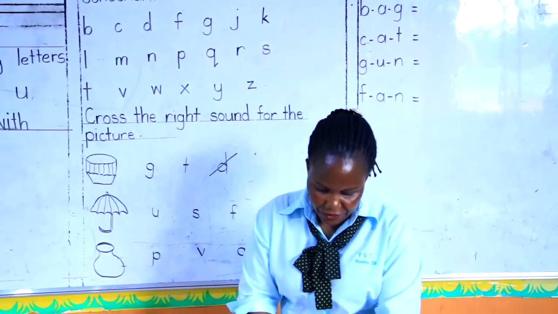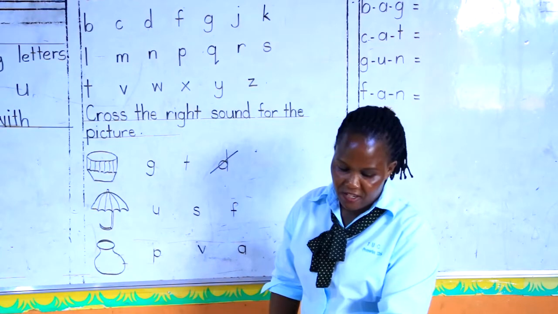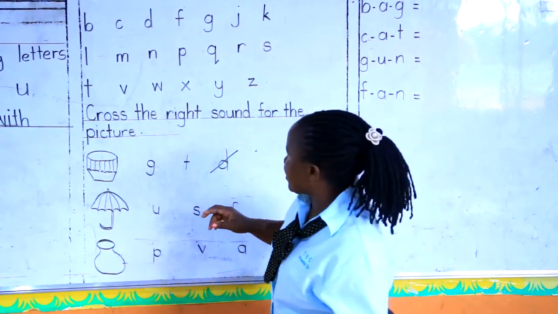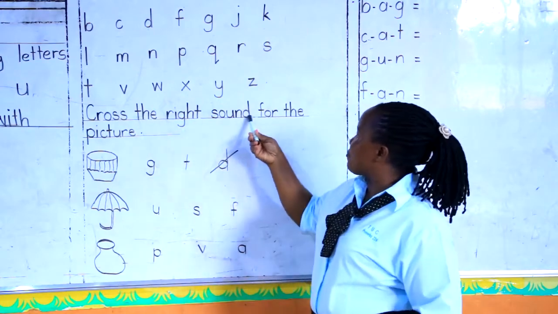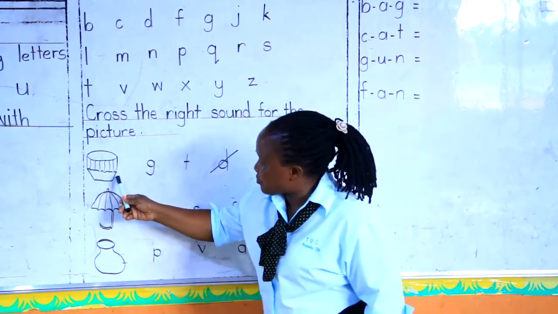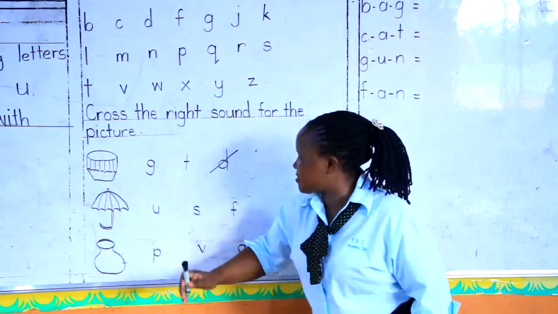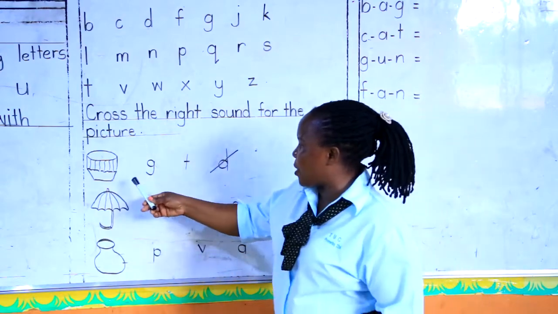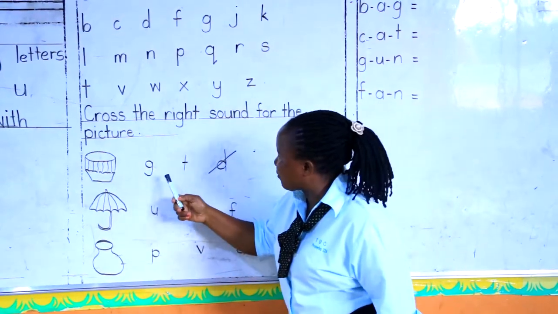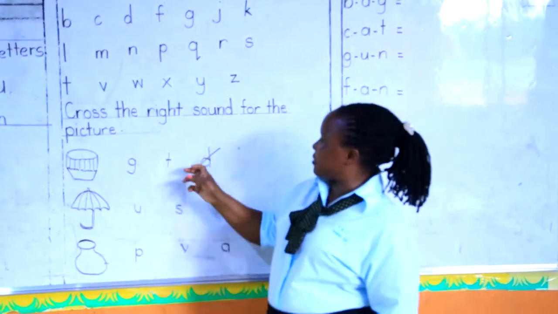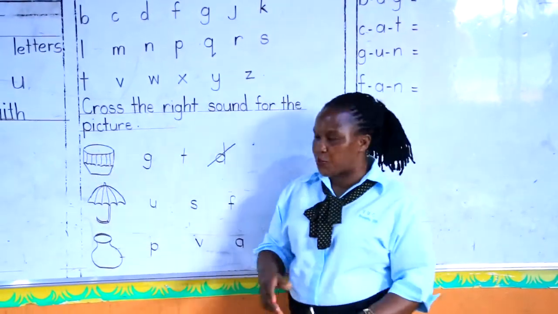Day 4 has got an activity called cross the right sound for the picture. As you can see, can you tell me, class, what is this? Drum. Very good. This is a drum. When you look at these sounds, you have these two. Which one is the right sound for this picture?